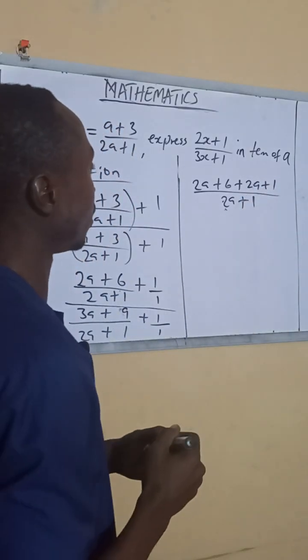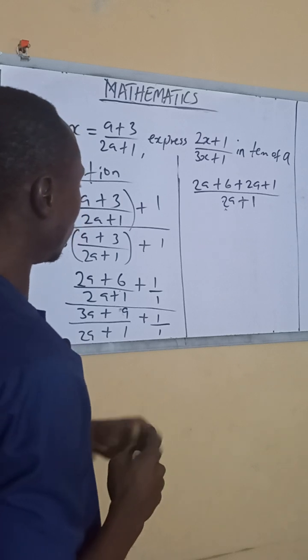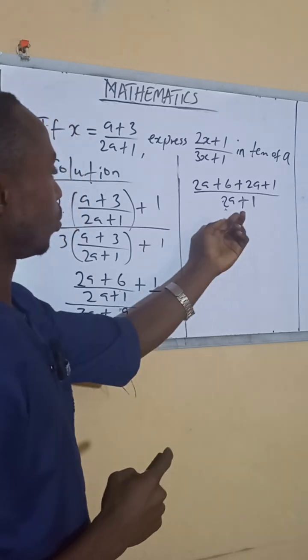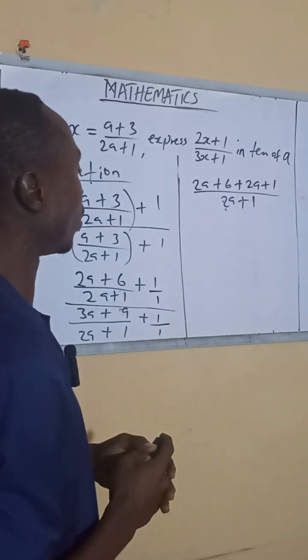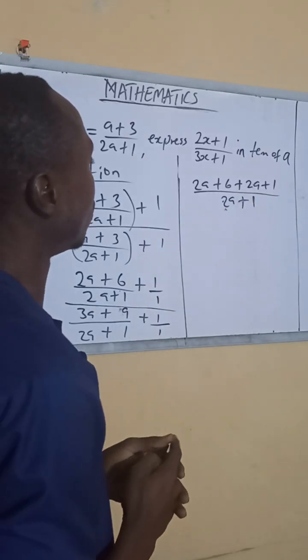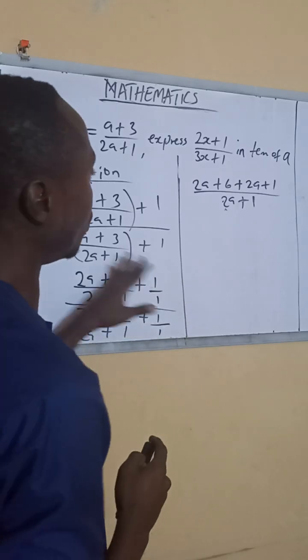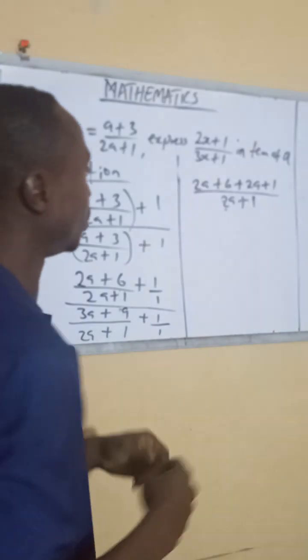I think that is clear. This goes here, 2a plus 1. 2a plus 1 times this gives us what? 2a plus 1. I think that is done. Now, we are done with the whole of the numerator. Now, let's go down to the denominator.